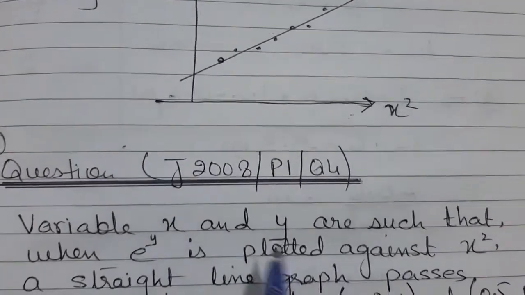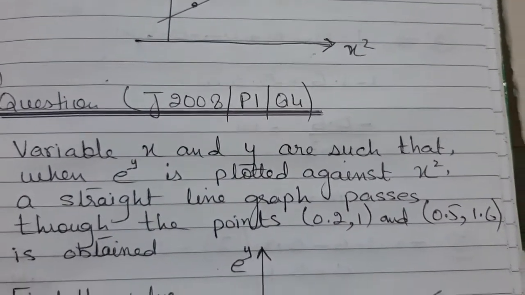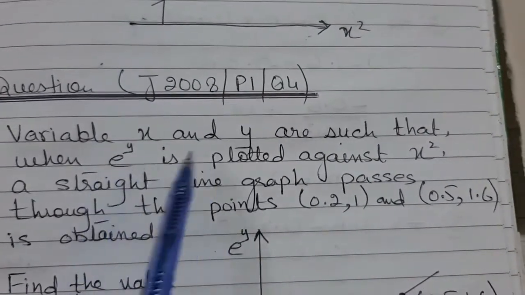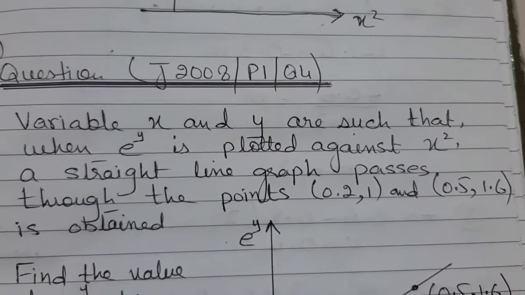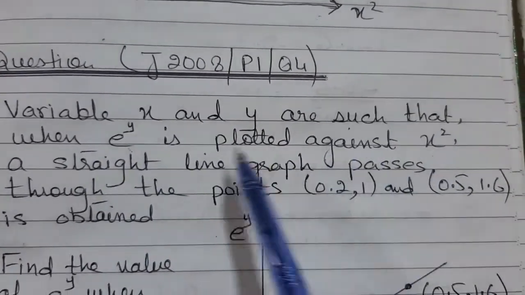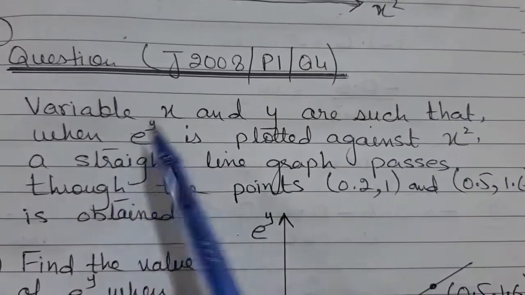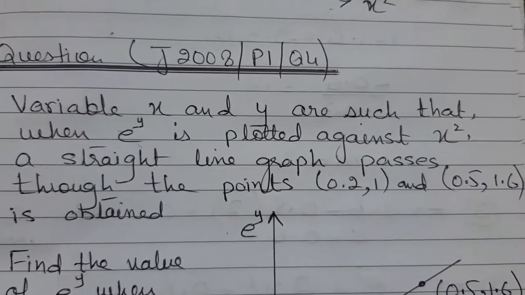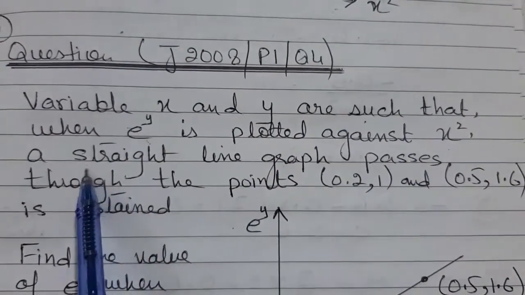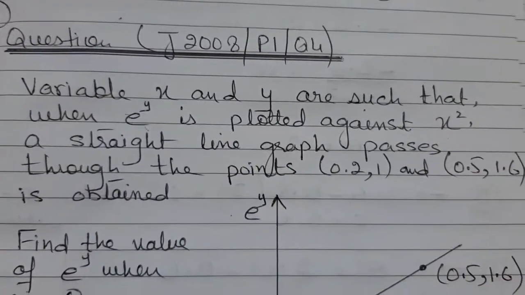The first example I have picked up is from June 8 Paper 1, question 4. In this question it is said that variables x and y are such that when e power y is plotted against x squared, it is a straight line graph and it is passing through these two points. Now, e power y is plotted against x squared means this is your y-axis and this is your x-axis, okay?